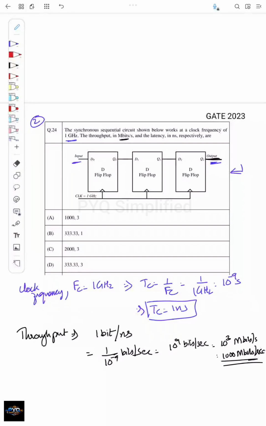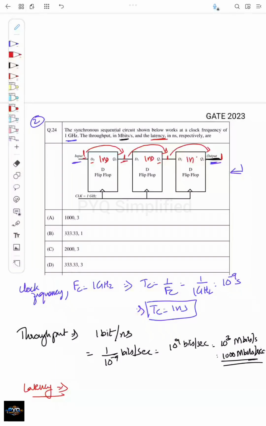Now we'll see what is the latency here, latency in nanosecond. For that, say the input is 1 here, and this is a D flip flop. For every clock cycle, whatever is the input D will reach its output Q. So if the input is 1 here, it will take 1 nanosecond to reach Q. The same input 1 will take the next 1 nanosecond to reach Q1, and it will take again 1 nanosecond to reach the output Q2.